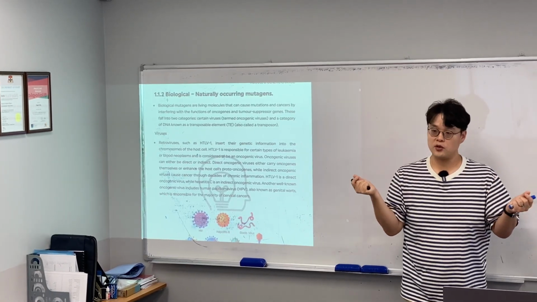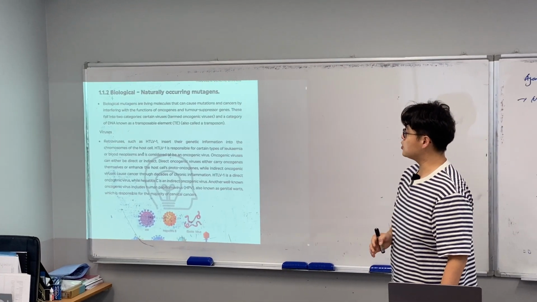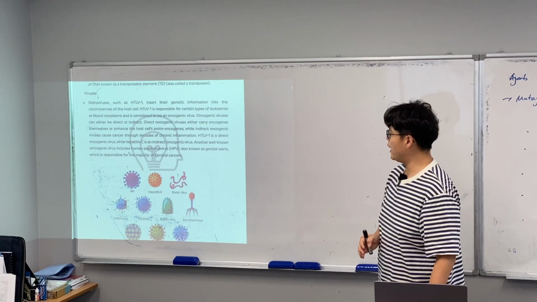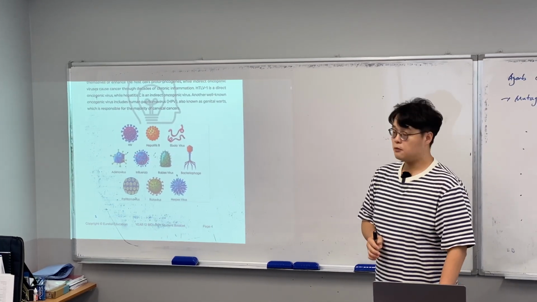You never know. You never know. But those are considered to be biological or naturally occurring mutagens. So we have these examples on the page for viruses now.